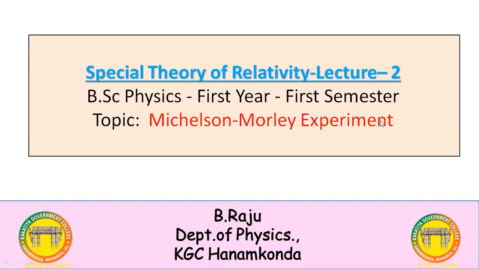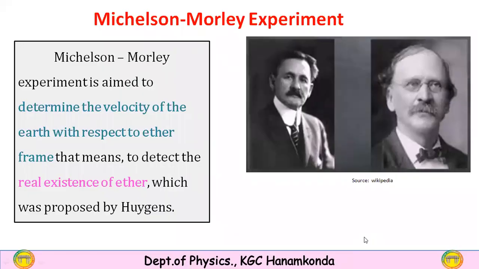Let us see. Michelson and Morley, the two scientists, conducted an experiment to verify the real existence of ether. Ether was proposed by Christian Huygens in his wave theory. So the main aim of the Michelson-Morley experiment is to verify the real existence of ether.